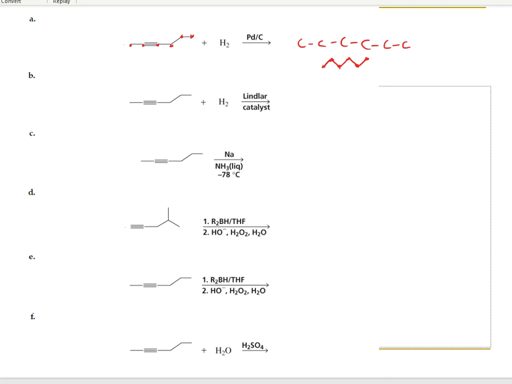Next one, B. B says H2 Lindlar. All right, so for this one, I know 1, 2, 3, 4, 5, 6. I'm going to draw 6 carbons in a row. On carbon 2, that was a triple bond. That triple bond is going to be broken to a double, and hydrogen is going to be added on, but hydrogen is going to be added on to the same side. I don't know if that's what they want or not, but just in case, I'm going to show it because Lindlar catalyst gives me cis every single time.